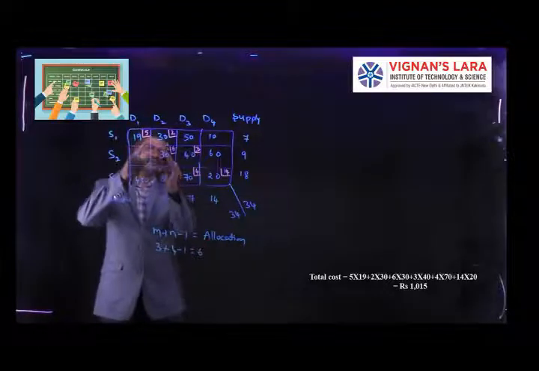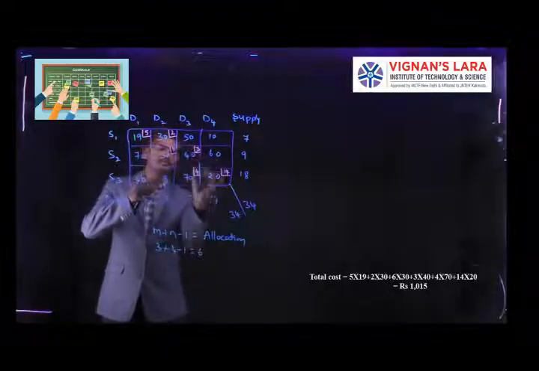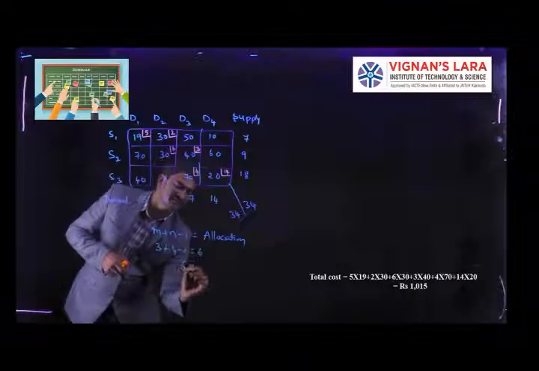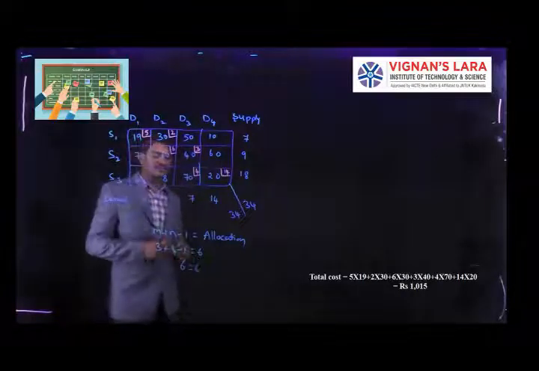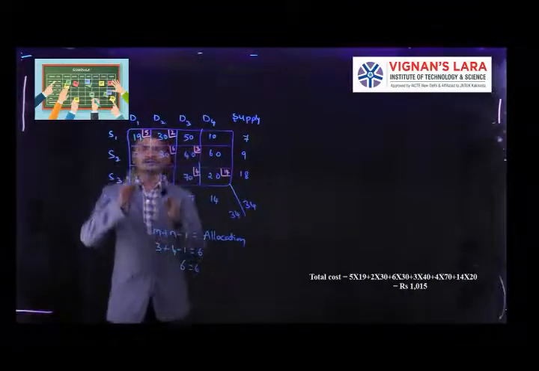Total how many number of allocations are there? 1, 2, 3, 4, 5, 6. So it is satisfied, 6 is equal to 6. Then again we are going to check the supply and demand.